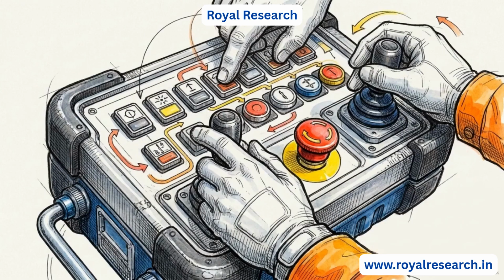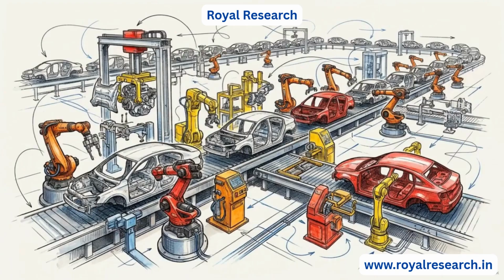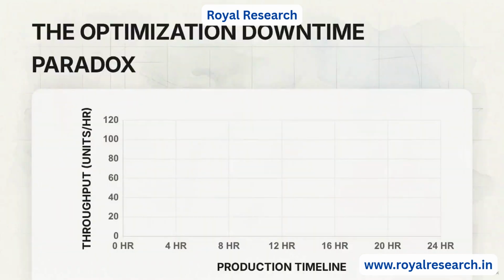In legacy manufacturing environments, teaching a robot a new task or refining an existing one requires an engineer to physically manipulate the machine on the factory floor. While the engineer is coding, the machine is not producing. This creates an immediate industrial paradox.